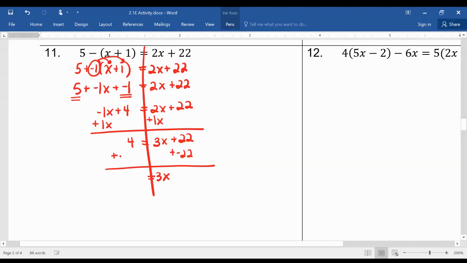So I'm going to add -22 to cancel these. And 4 plus -22 is -18. Divide both sides by 3. We are solving a bit backwards. That's okay, though. A negative divided by a positive is a negative, and 18 divided by 3 is 6. So we get -6. We're on the last problem.